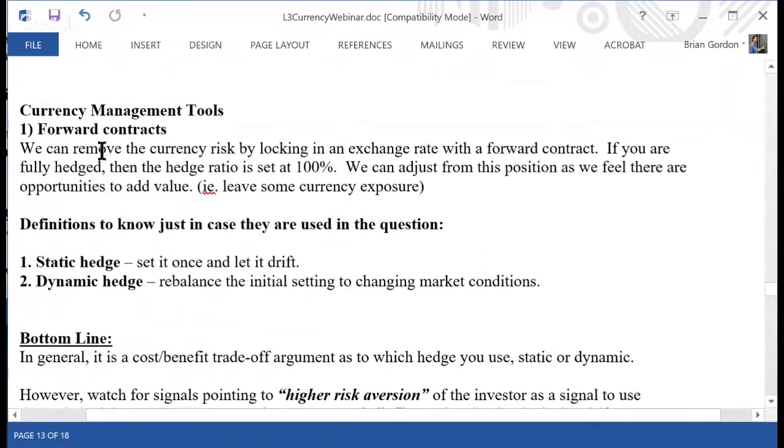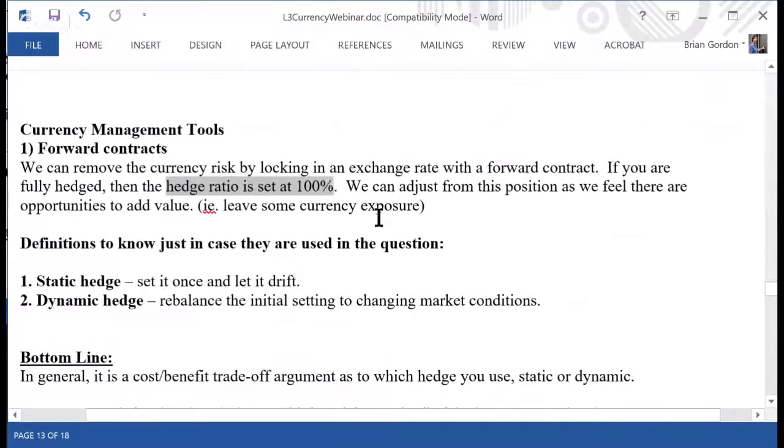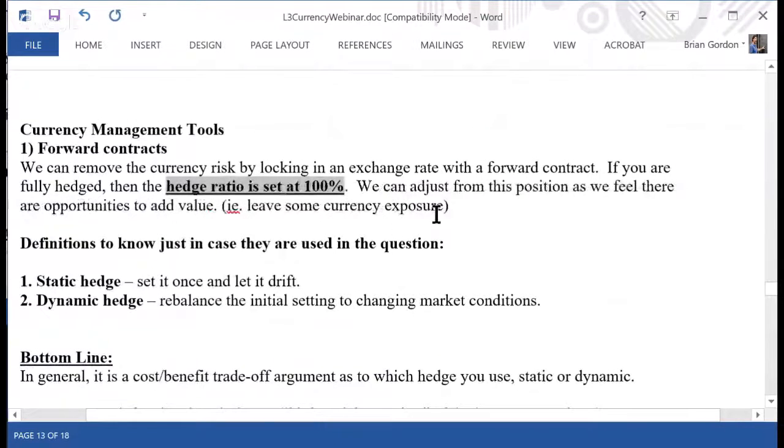So I talked about forward contracts. And if we completely hedge with a forward contract, we have a hedge ratio set at 100%. We've removed the currency risk. But we can start to adjust from that position. Language you should know: a static hedge and a dynamic hedge. So when should you employ a static hedge or a dynamic hedge?